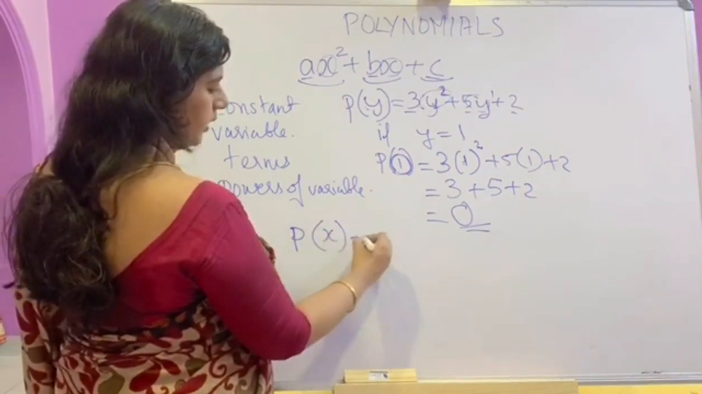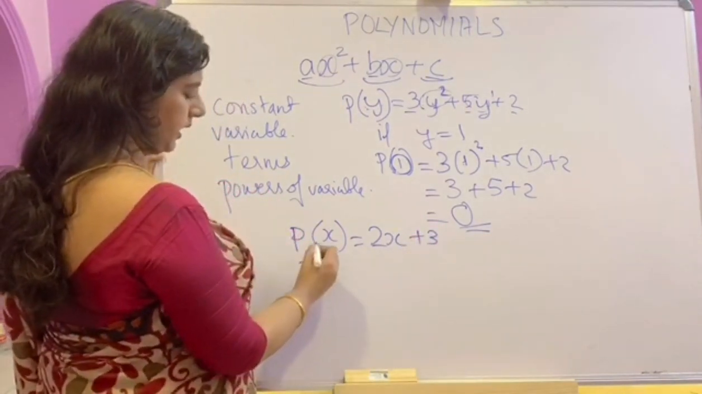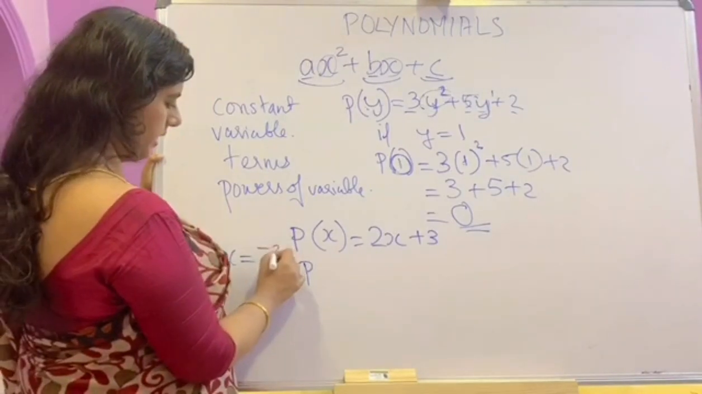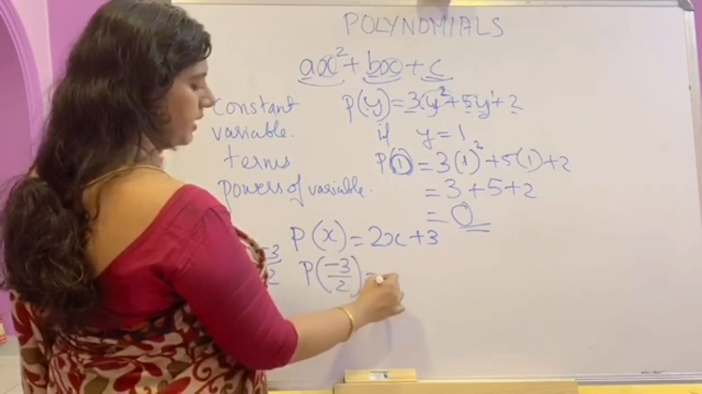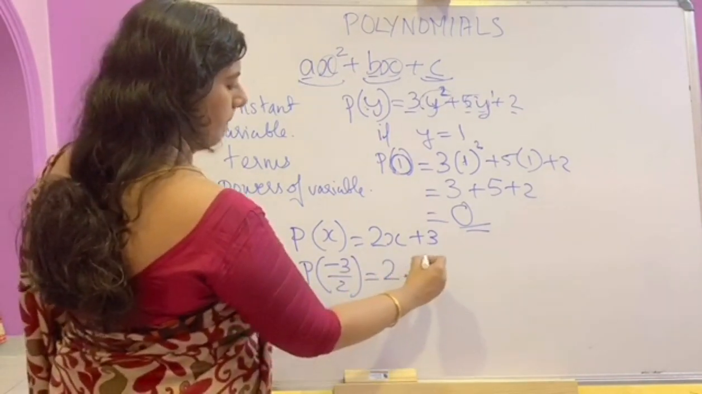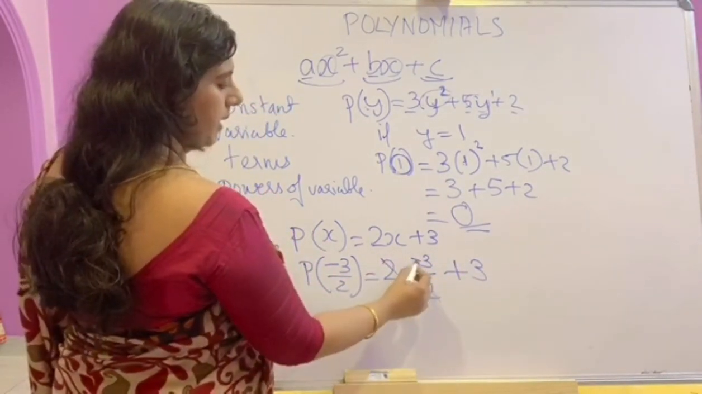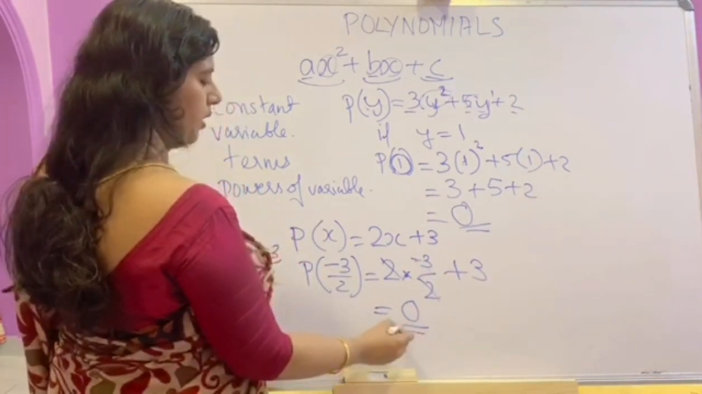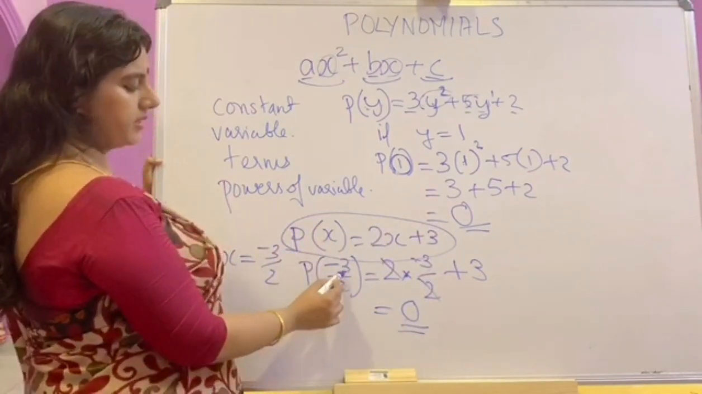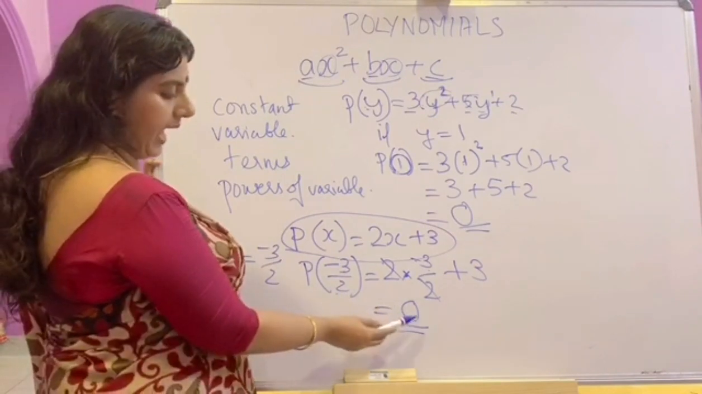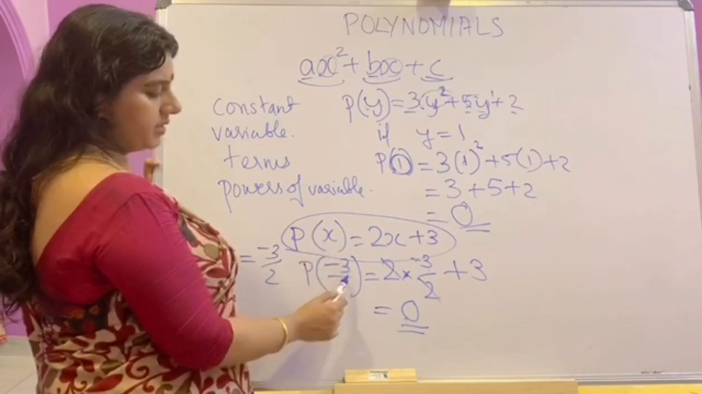P of x is equal to 2x plus 3. While I am substituting x equal to minus 3 by 2, p of minus 3 by 2 is 2 into minus 3 by 2 plus 3. Here this will cancel: minus 3 plus 3, the answer is 0. So the zero of this polynomial is minus 3 by 2, because we got the answer 0 when we substitute the value of x as minus 3 by 2.